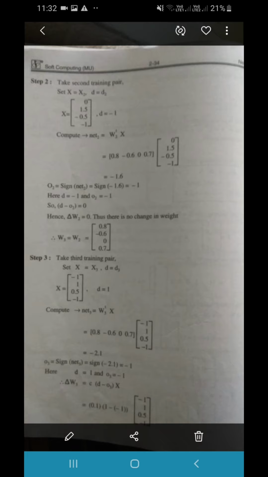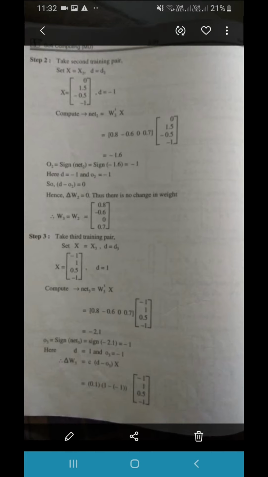Then we move to step 3, taking the third training pair. It's just the same step. We set x equal to x3 and d equal to d3. Then we have to find net 3. What is net 3? It is W3 transpose times x. Then we find O of I. What is O of I? It is sign of net of I. The sign here is -1. We have found O3, we have D3, we have C, and we have x.